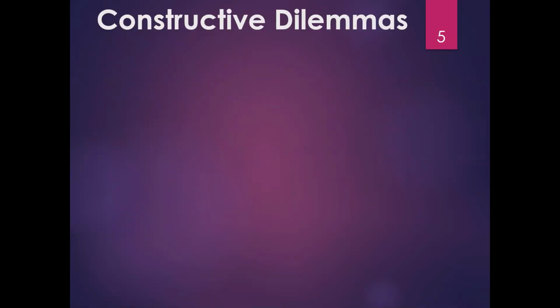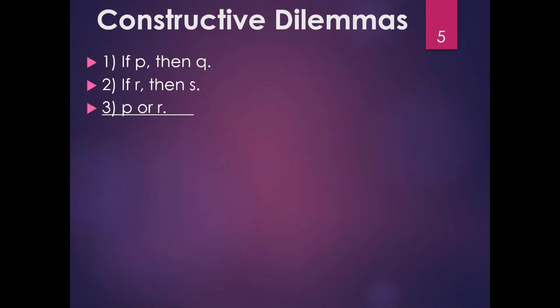Let's look at constructive dilemmas. These begin with conditional sentences. So if P, then Q, and we have another conditional, if R, then S. We have four simple sentences included in the argument. And then we have as the third premise, either P or R. And if these three sentences are true, we can conclude that either Q is true or S is true.